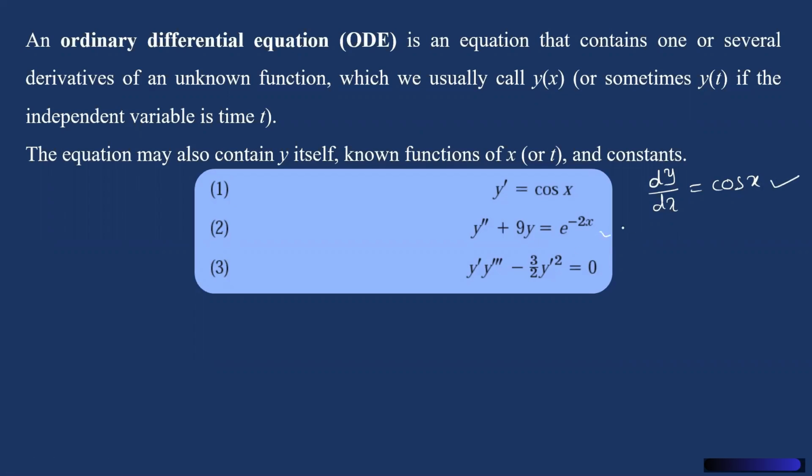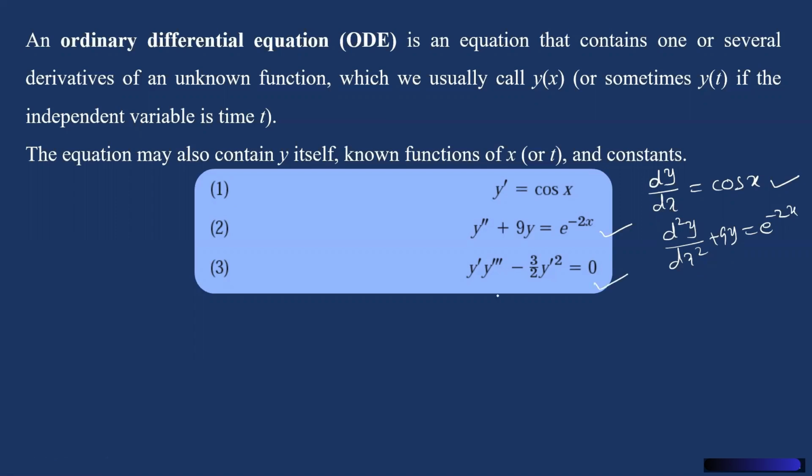And even if you look at the second one, it again has one dependent variable y and one independent variable x, right? But this time it has a second order derivative. Second order means d square y by dx square plus 9y is equal to e to the power of minus 2x. When you have a second order derivative, no problem. It is also a derivative of one dependent variable with respect to one independent variable. Again, we can call this an ordinary differential equation, right?